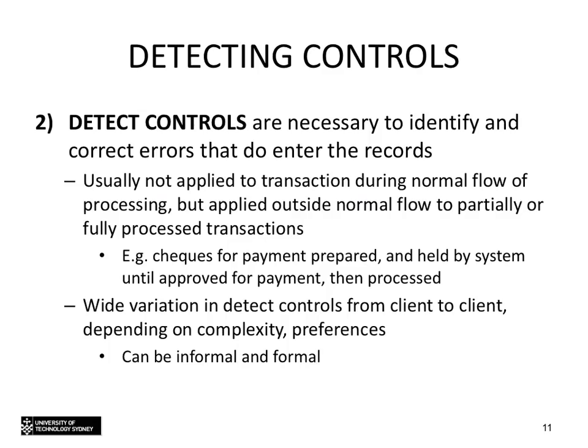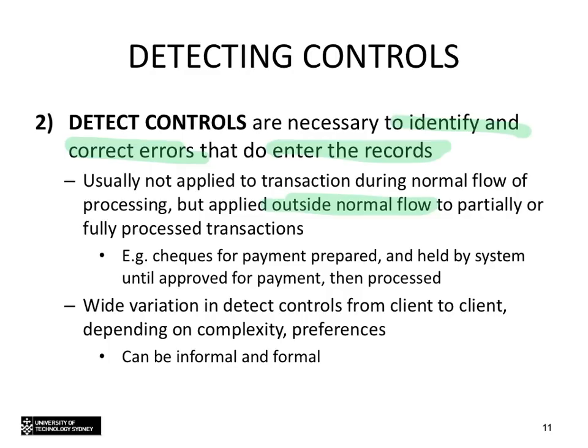So what about detecting controls? In these ones, what we're trying to do is identify and correct errors that enter the records. So they've somehow snuck in, and they happen outside the normal flow, all right? Detective controls are often things that we would do on a weekly or daily basis. At the end of the day, show me all discounts that might have been greater than 10% given by staff, to identify if something unusual is going wrong.